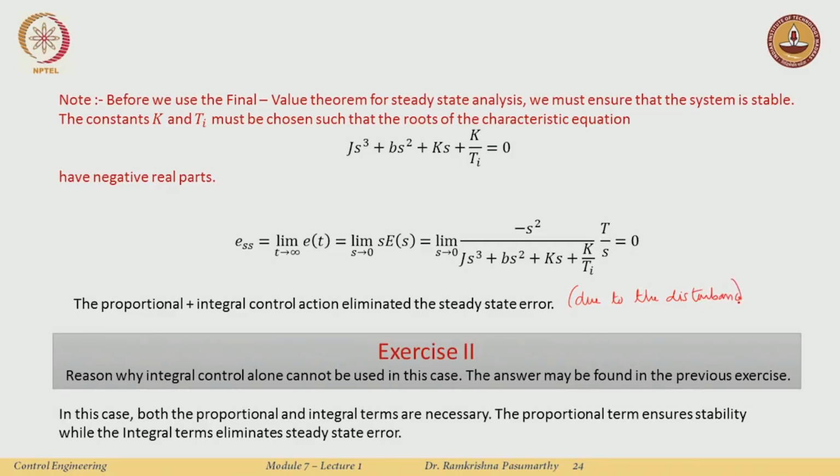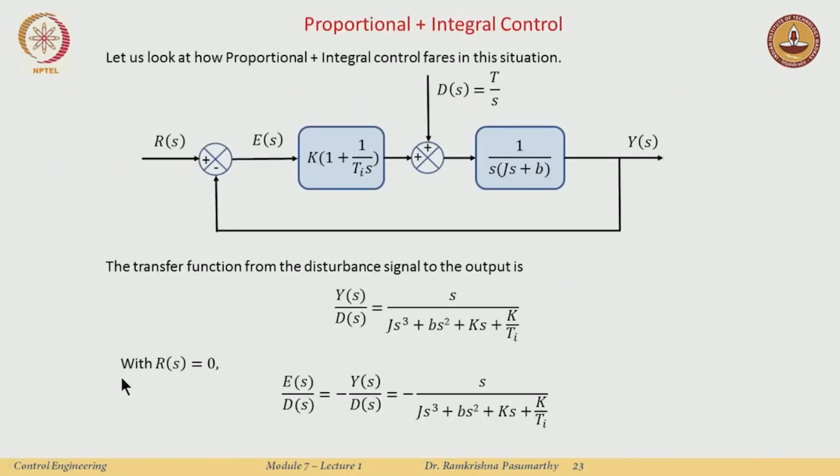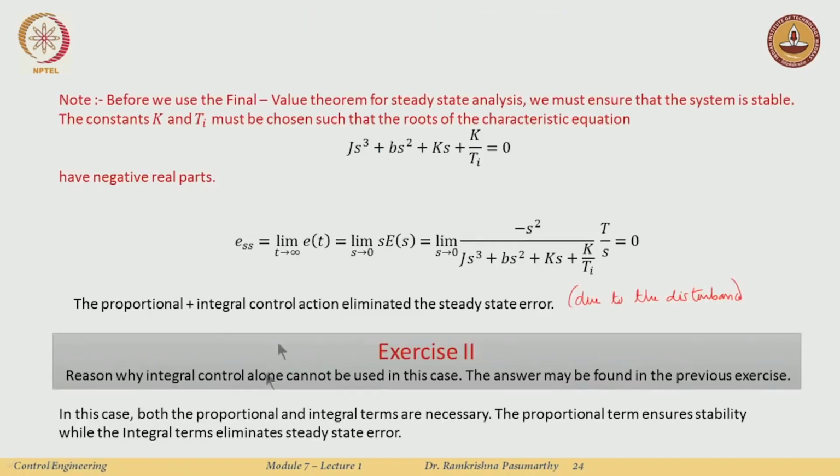Which means the effect of disturbance can be nullified in the system. Now, you may ask a question: why did I not choose only an integral control action? Why do I need K plus 1 over TIS? Why not only 1 over TIS, or K by 1 over TIS? Well, the answer may be found in the previous exercise. So, just try to write down things and then the answer is very obvious there, right.